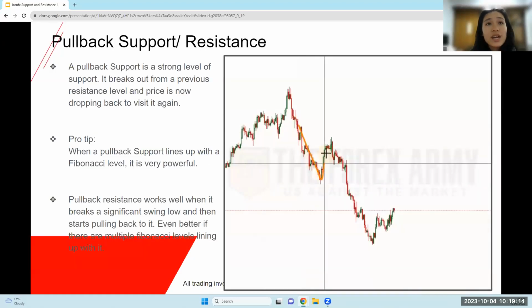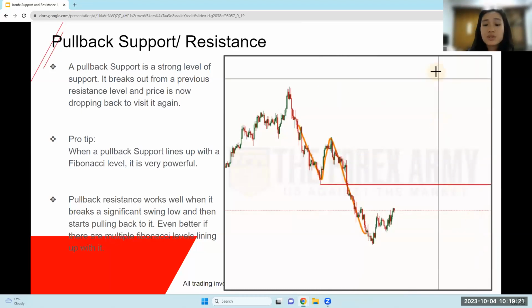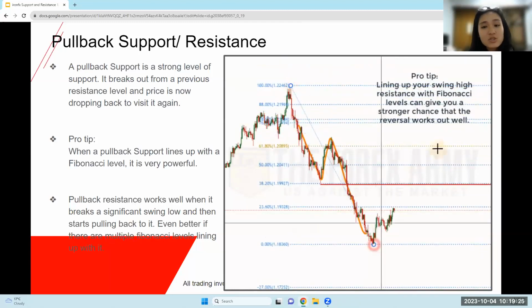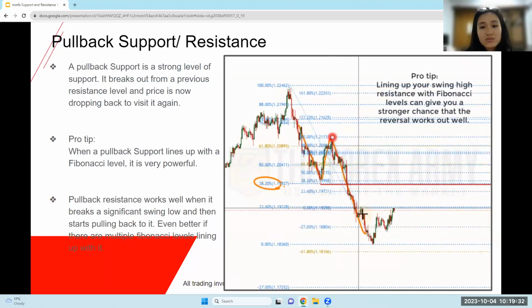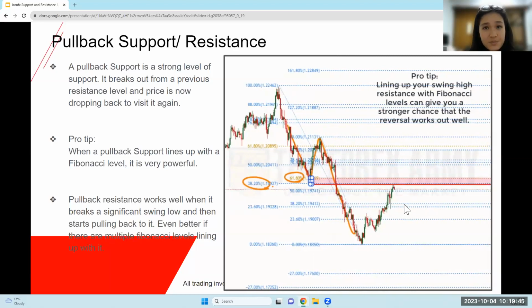So firstly, we have pullback. Pullback, from the name, suggests we are expecting price to pull back to a certain level. Basically, it's a strong level of support because it breaks out from a previous resistance level and price is now dropping back to visit it again. So in this case, we're just talking about the pullback support first. If you take a look at the GIF, this is a pullback resistance, so just ignore that for now.